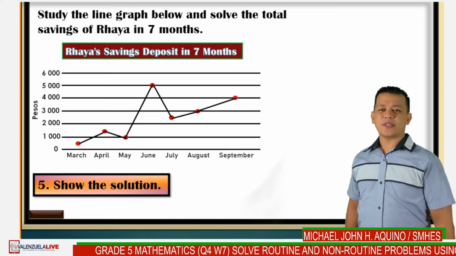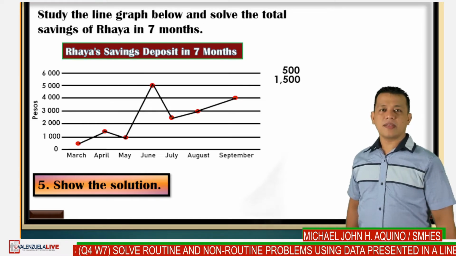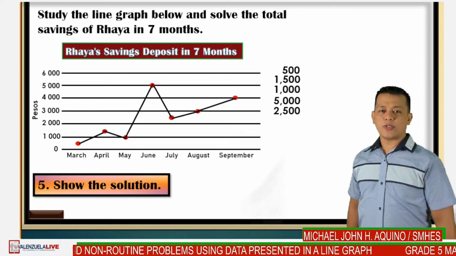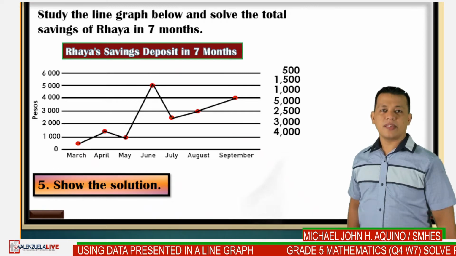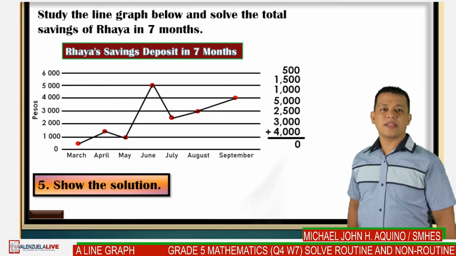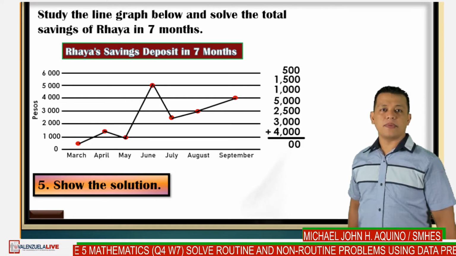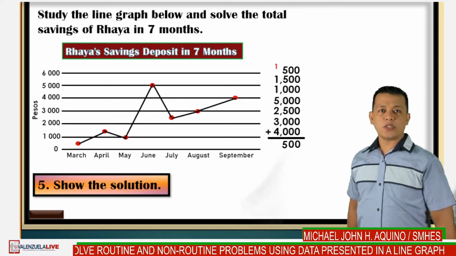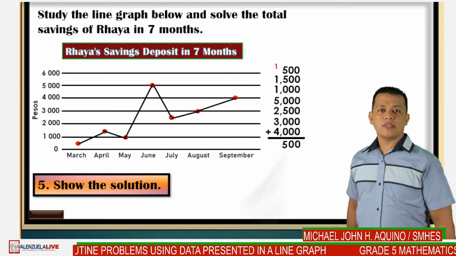Number 5, show the solution. 500 plus 1,500 plus 1,000 plus 5,000 plus 2,500 plus 3,000 plus 4,000. We add all zeros, that is equal to 0. Next, we also add all zeros, we get 0. Then, 5 plus 5 plus 5 is equal to 15. Carry 1. 4 plus 3 plus 2 plus 5 plus 1 plus 1 plus 1 is equal to 17.